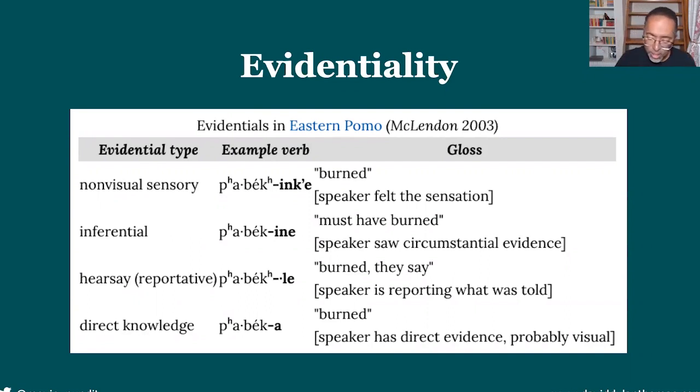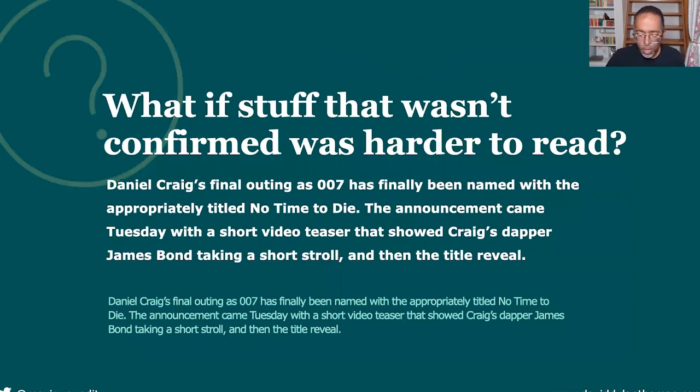Now, English lacks this as a mandatory feature, but I think we can start to get creative about how to use design to introduce it. Now, remember how we said that if something is easier to read, it feels more true? Well, the same works in reverse. If something is a little harder to read, it's a little harder to believe.